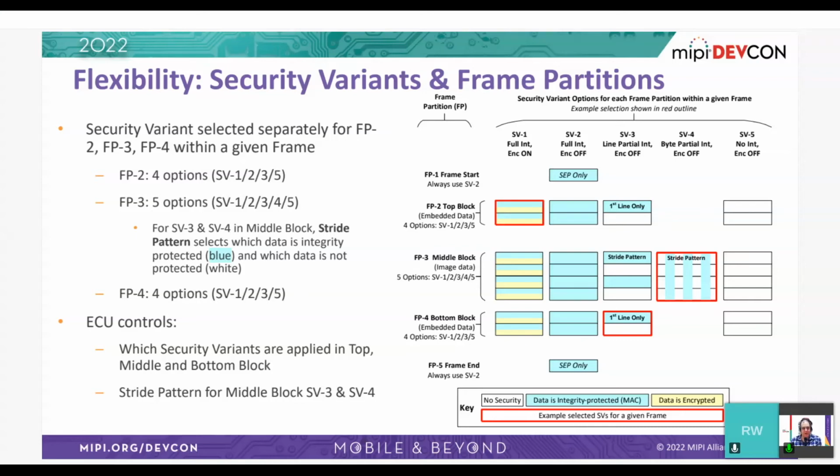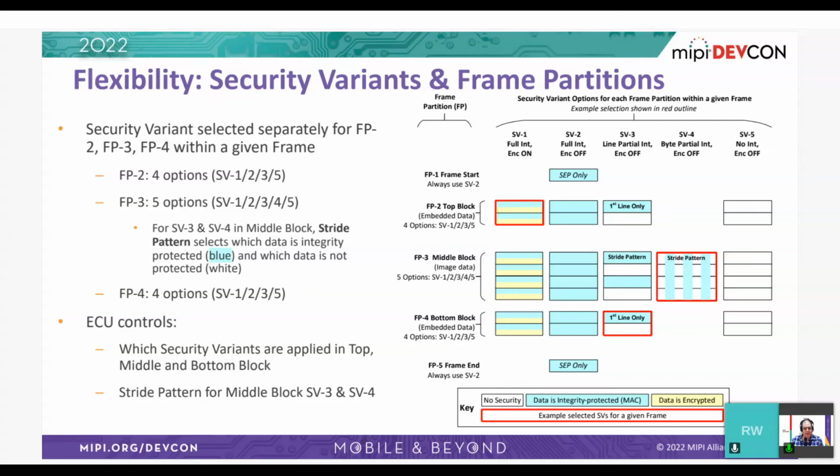And the middle block, where you've got all the image data, supports more options. It's got these stride patterns, we call them, which give you this striping, either horizontal striping or vertical striping. And lastly, for each of the top block, middle block, and bottom block, we've got the option for no integrity and encryption off. The idea is that depending on what you can support in your sensor, the integrator can choose what's going to be protected and how it's going to be protected. So you can make different selections for the top block, middle block, and bottom block.